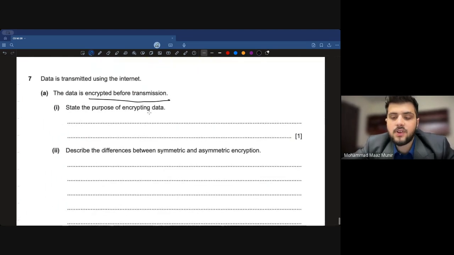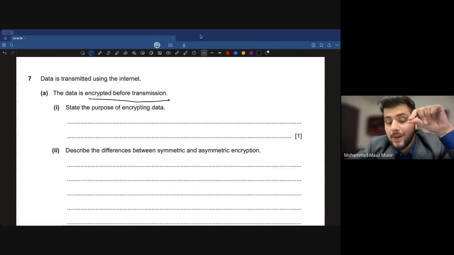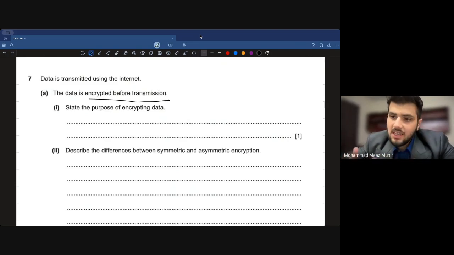State the purpose of encrypting data. So if you remember, we discussed that encryption has only one benefit. It does not prevent the data from getting hacked. Your data can still be hacked. But even if the data is hacked and we have encrypted it, the hacker will not be able to make any sense of the information.